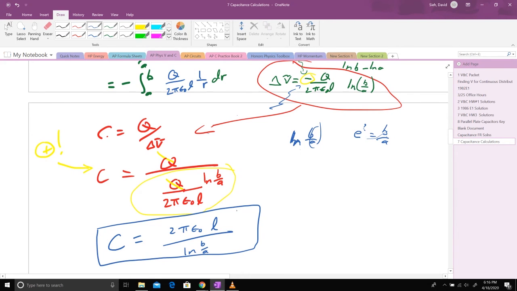You'll notice that the capacitance, take a look at the values of what it depends on. 2 pi constants. B and A and L, those are just measures of the size of the capacitor. In other words, none of this has anything to do with how big of a battery you've hooked up to it. The capacitance is a set value that just depends on the geometry of the capacitor.